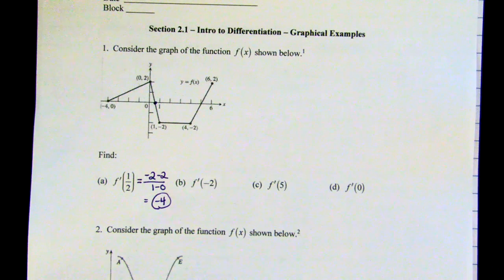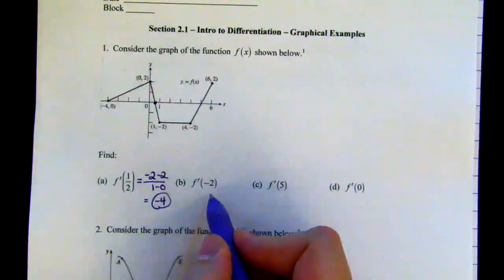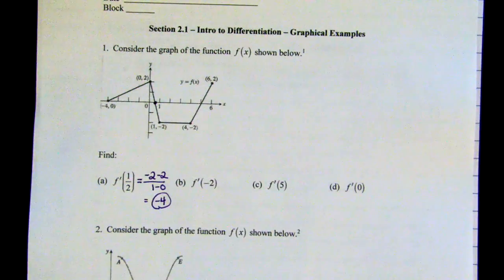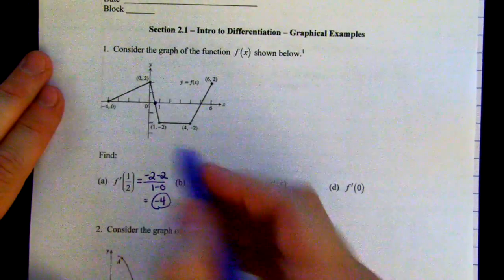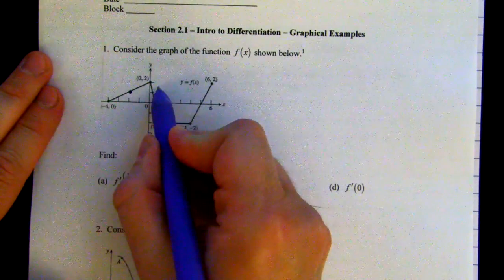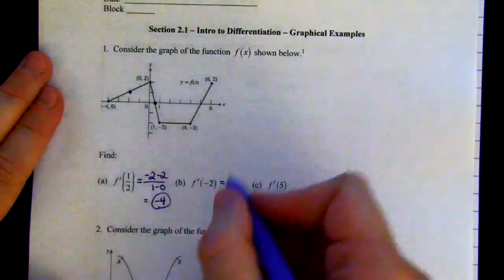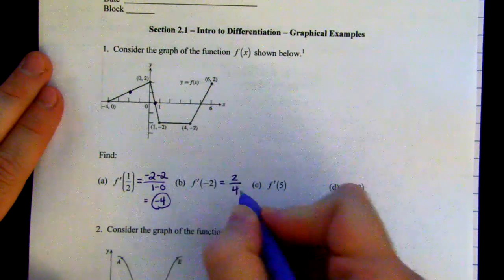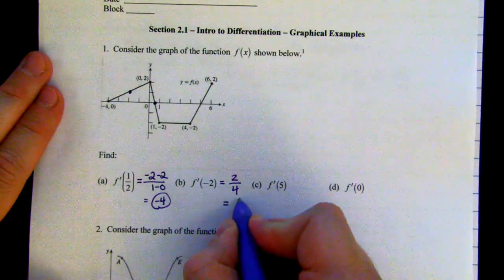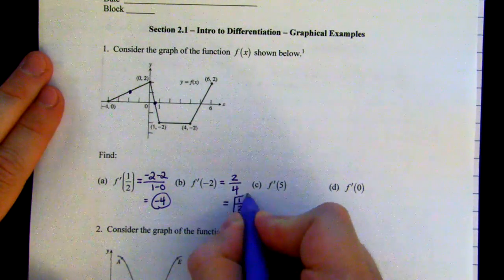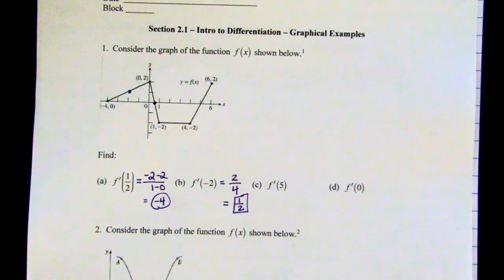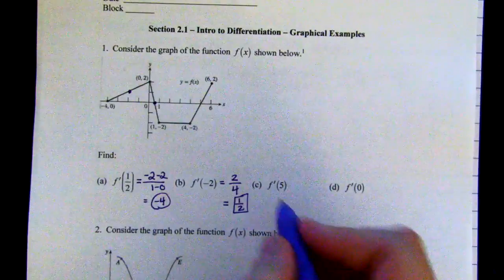Not a big deal, well, especially in this one when our function is just made up of little line segments like that. How about you take a moment and see if you can do letter B, f prime of -2, the slope of that function at x equals -2. Okay, well, at -2, I'm right over here on this line segment. The slope of that line segment, well, rise of 2, run of 4, so 2/4. But of course, you shouldn't call it that. We should simplify our fraction, and we're going to get 1/2. How about you try f prime of 5?